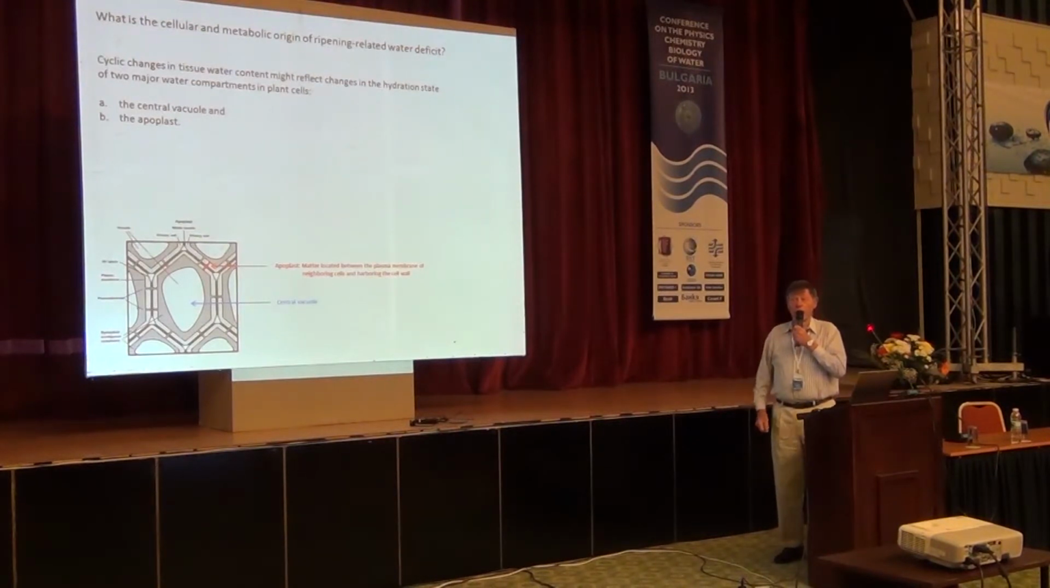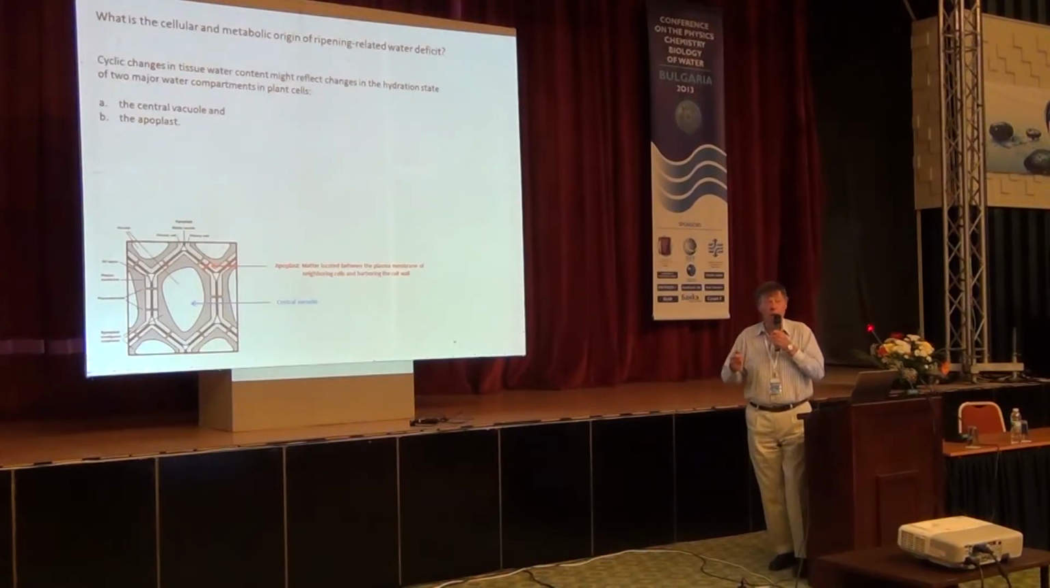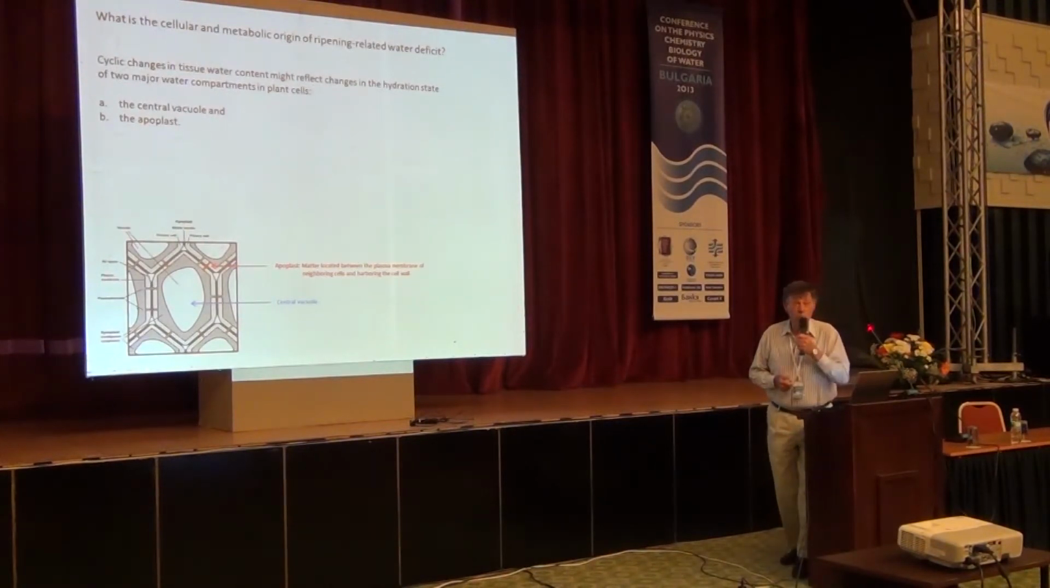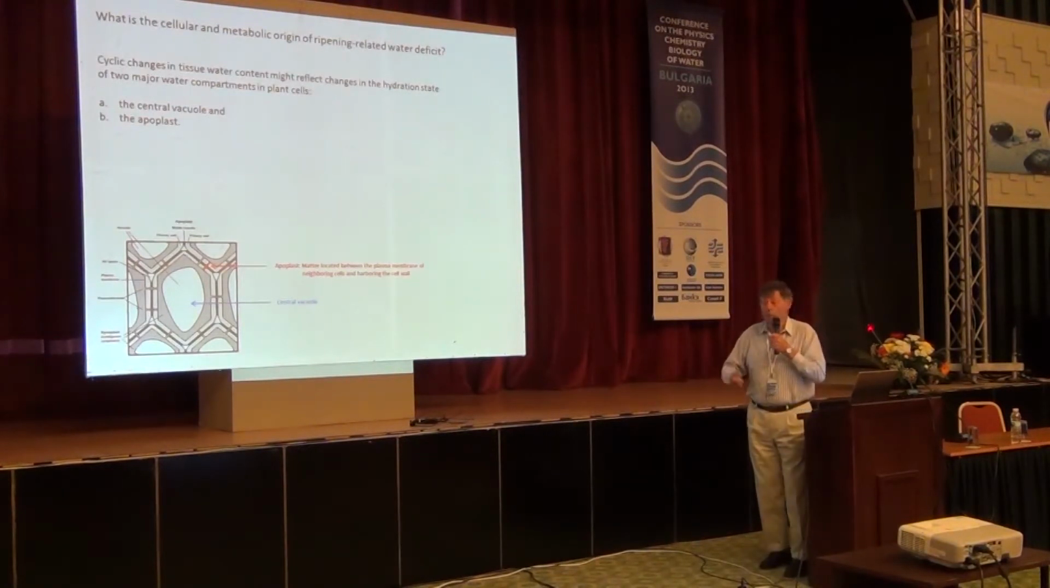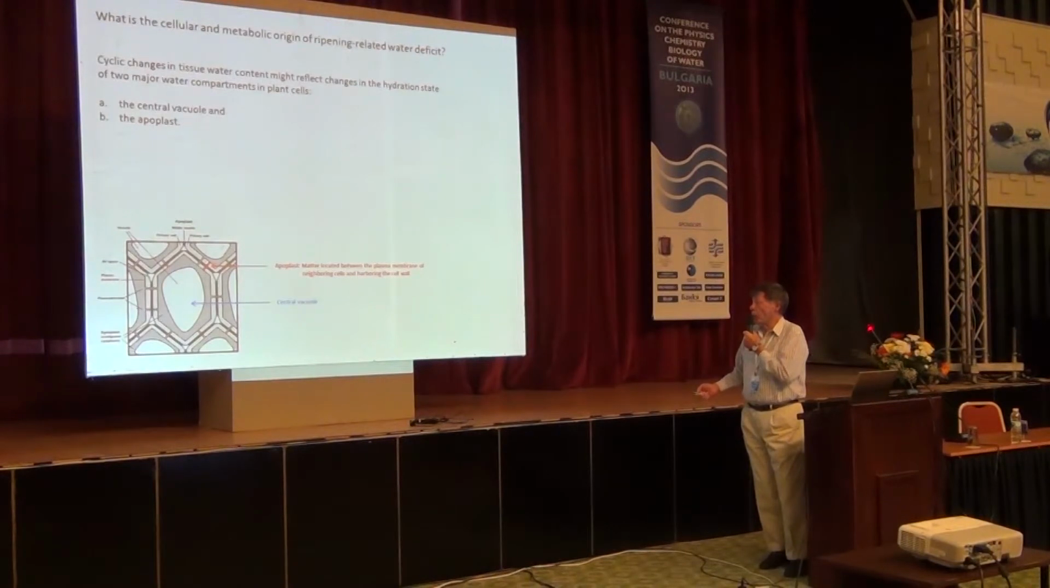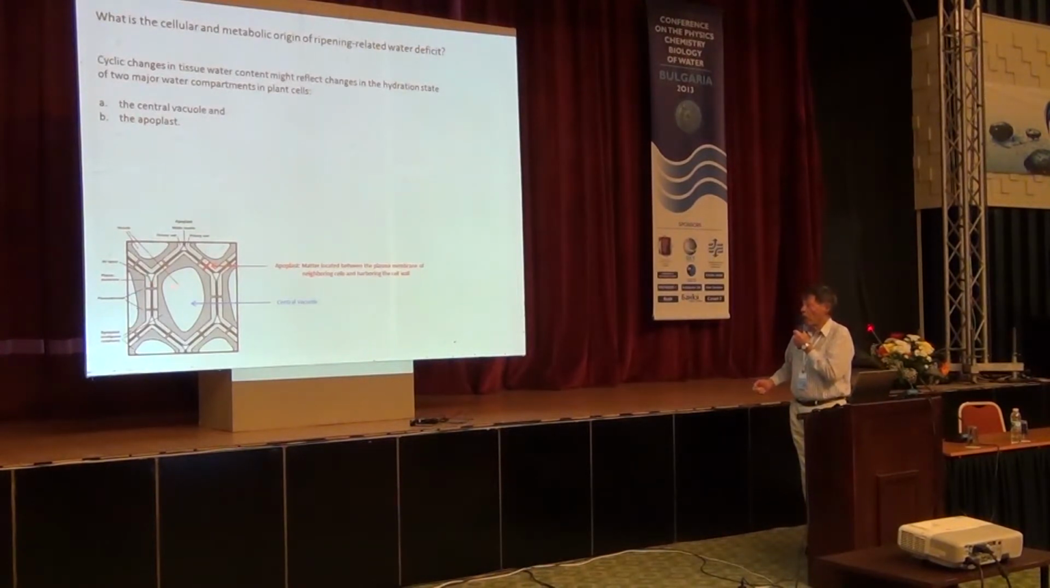The next question that we ask is, how might this decline in the water content be brought about? In order to assess this possibility, we examine two major water compartments that are found in plant cells. One of them is the central vacuole, and the other one is the apoplast. The apoplast is the space that is confined between two adjacent cell membranes, as shown here, and it contains mainly the cell wall. So water is found mainly here and also here, and so let's see what might be the role of the vacuole.